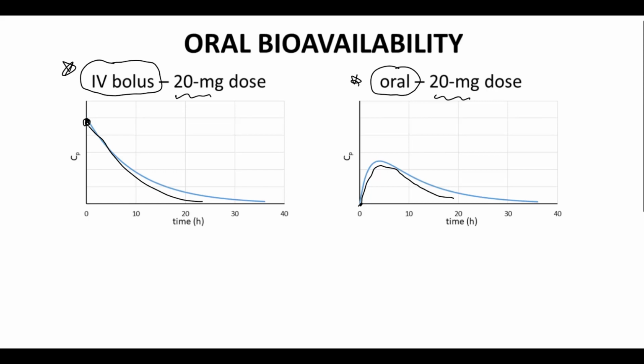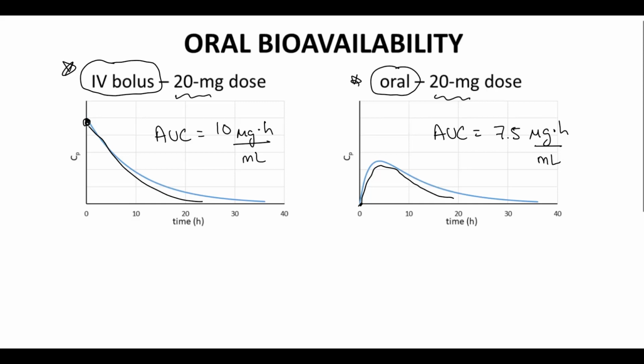Here are the AUC values for these two doses. That's microgram hours per milliliter. Note the dose is the same, but the areas are different. The oral dose gives a lower AUC, a lower exposure than the IV dose.